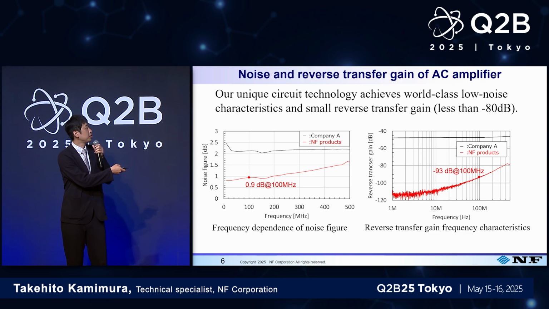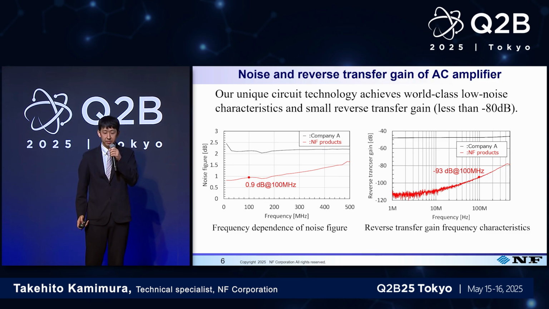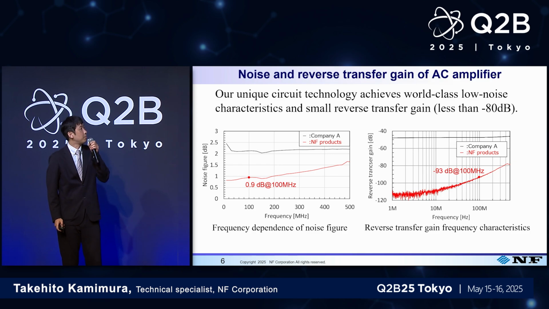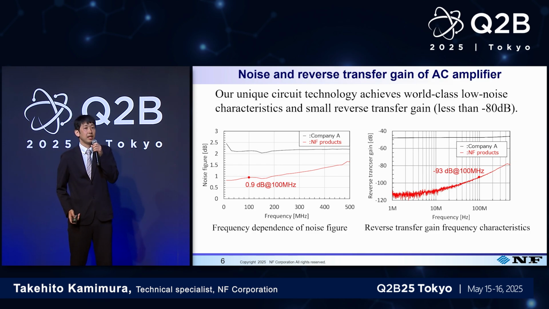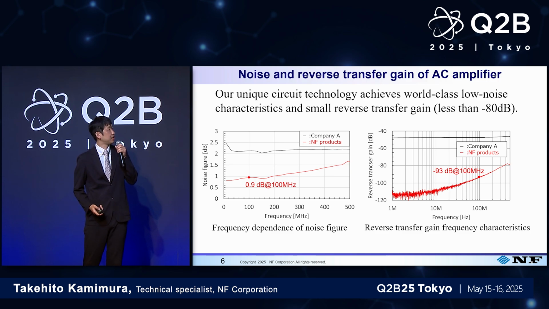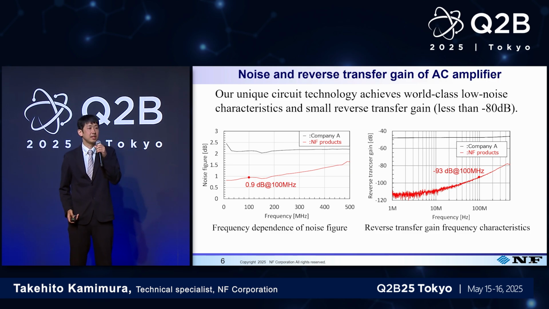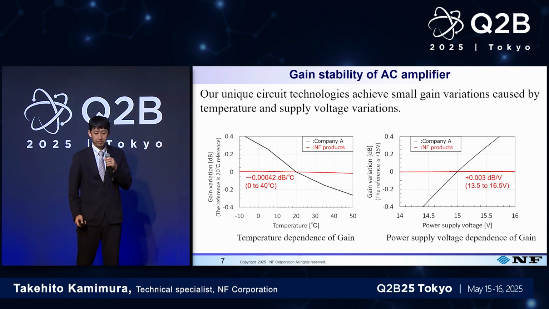The left-hand side is the noise performance of the amplifier, where the x-axis is frequency and the y-axis is noise figure. 0.9 decibel, very low noise characteristics. On the right-hand side, the y-axis is the reverse transfer gain, and the x-axis is frequency. It is lower than minus 80 decibel, and the design is such that it does not receive any impact from the amplifier.